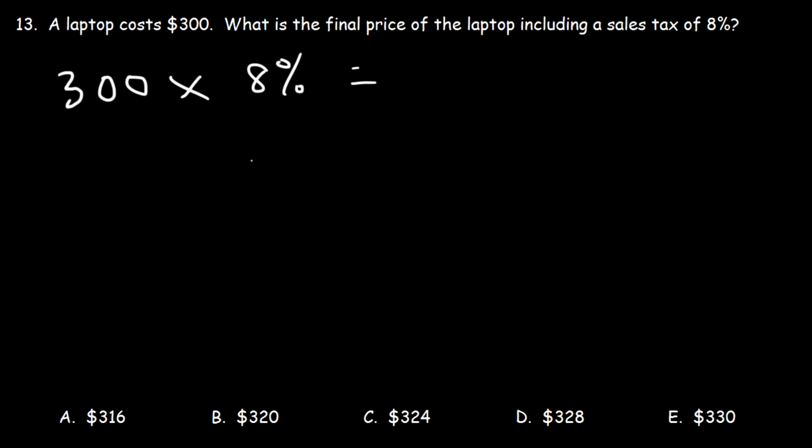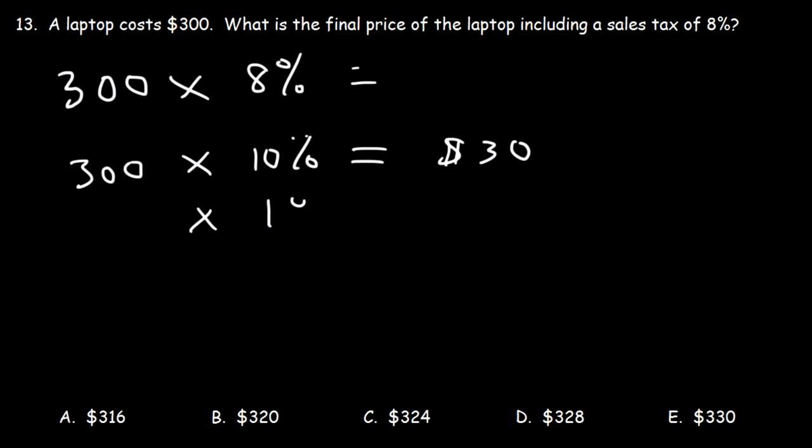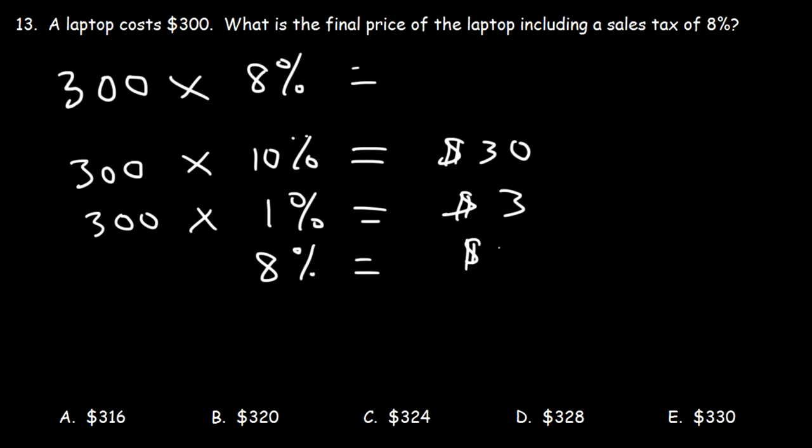Well, if you want to do this mentally, ask yourself, what is the value of 10%? 10% of 300 is $30. If 10% corresponds to 30, what is 1% of 300? 1% is $3. So if 1% is $3, 8% has to be $24, because 8% is 8 times 1%, and 3 times 8 is 24. So that's how you could find it.